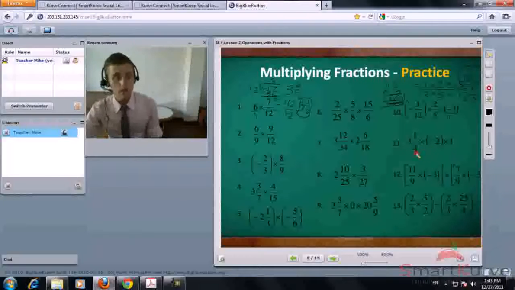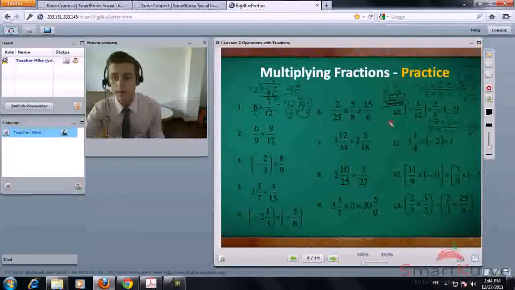Now for number 11, the first thing we're going to do is convert the mixed number into an improper fraction. 3 and 1/4 is 3 times 4 is 12 plus 1, 13, gives us 13 over 4, times negative 2 over 1. On the bottom, it's going to be 4 times 1, which is 4. The top is going to be 13 times negative 2, which is negative 26.